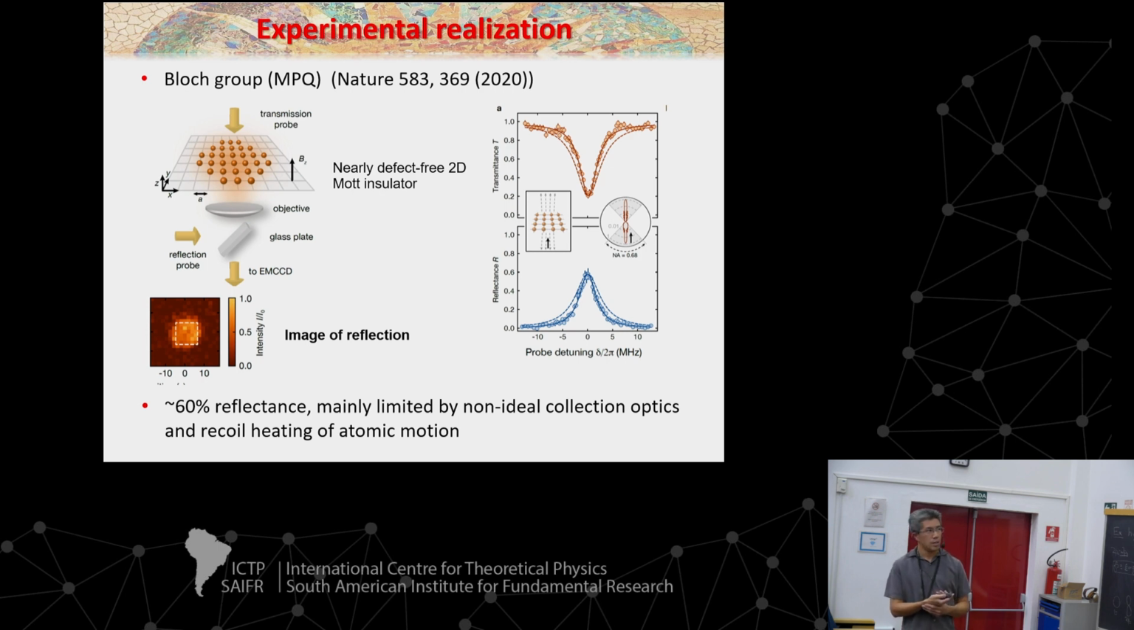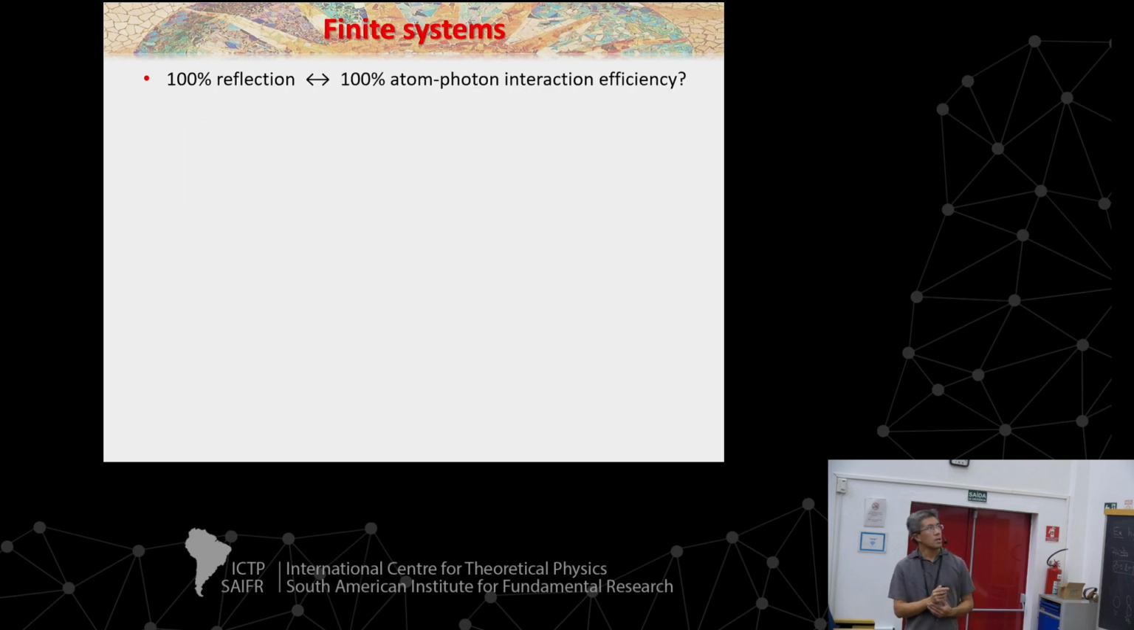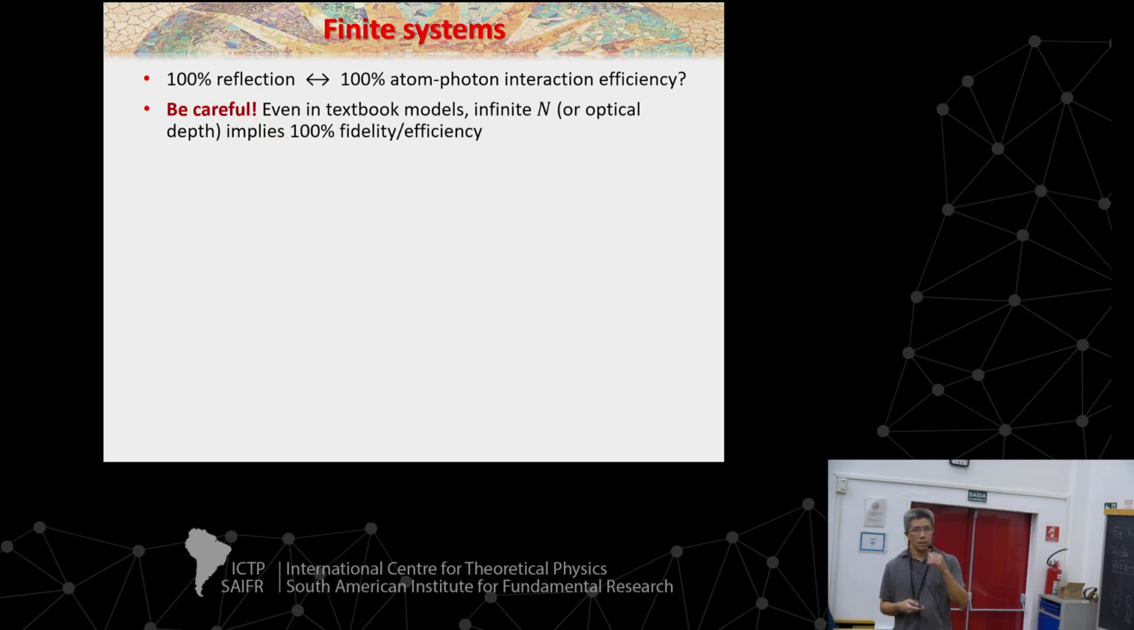Okay, so now you can ask, well, I have 100% reflection. Should I take that as a signature of 100% atom-light interaction efficiency, if I try to functionalize it? The answer turns out to be yes. You have to be careful, though, because I have an infinite number of atoms. And even in the Maxwell-Bloch equations, if I have an infinite number of atoms, hypothetically, I can do everything perfectly. So here, you have to be a little bit careful and really talk about finite atom number.